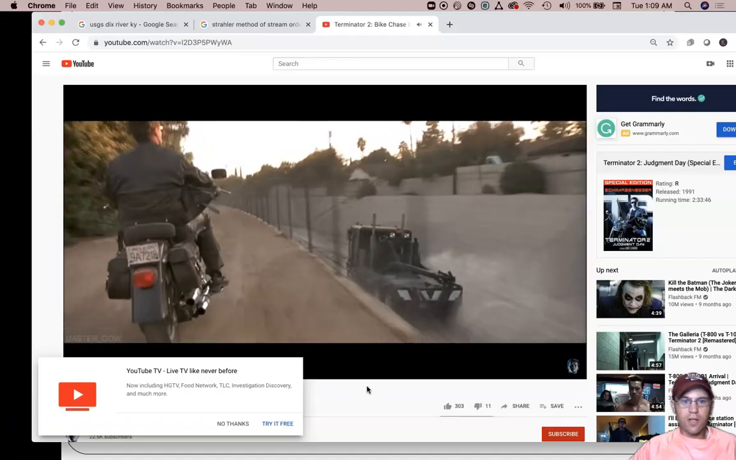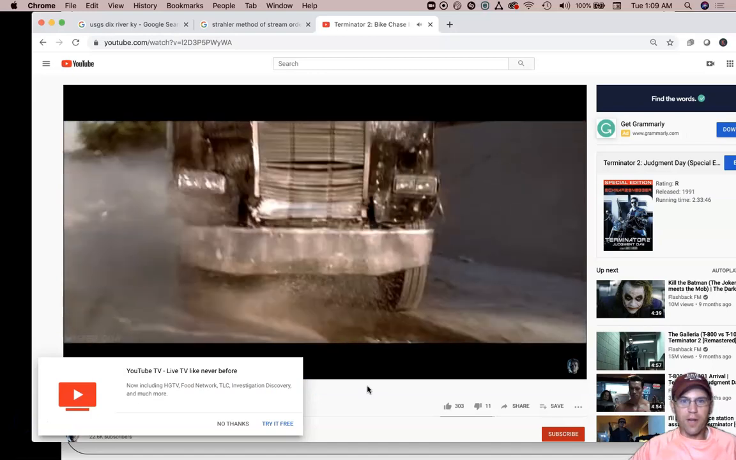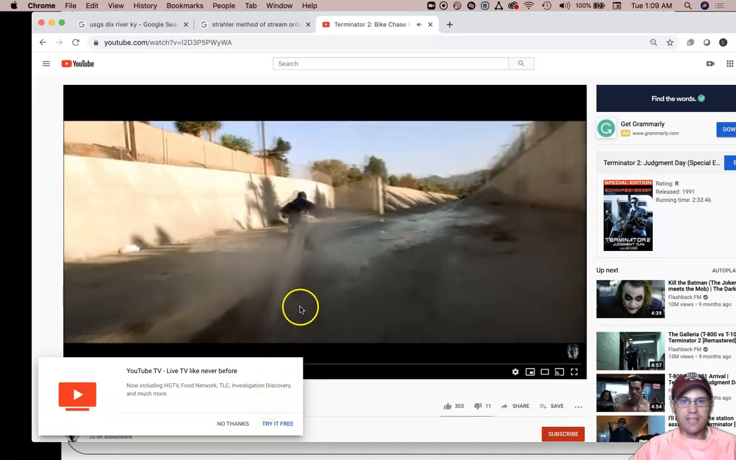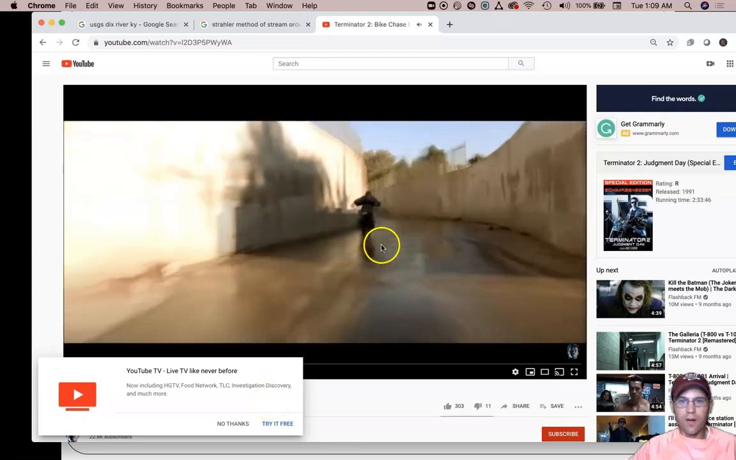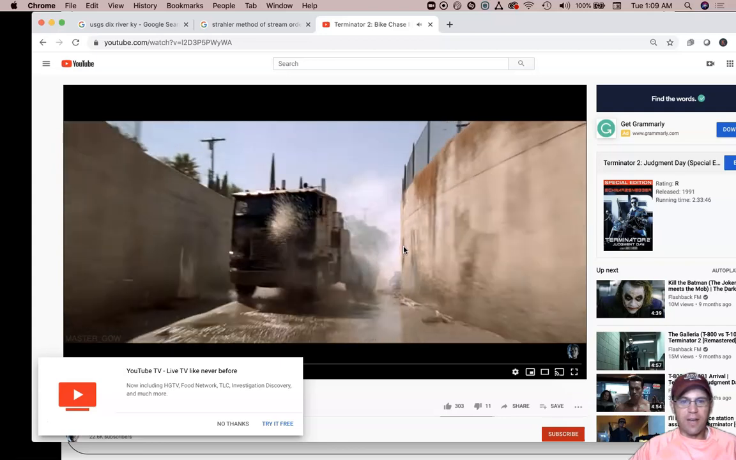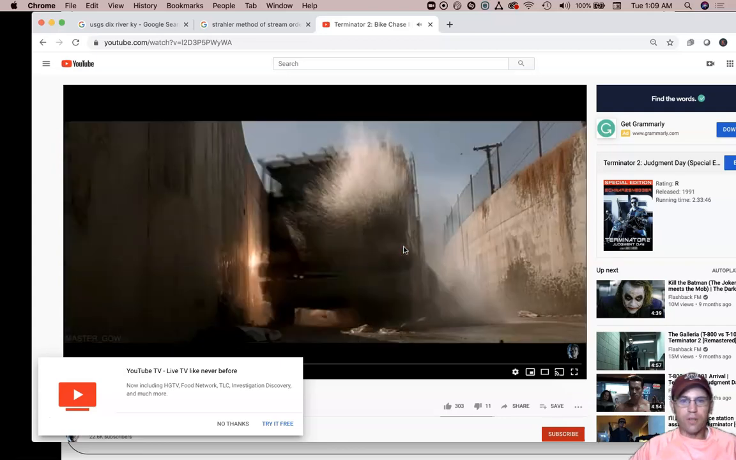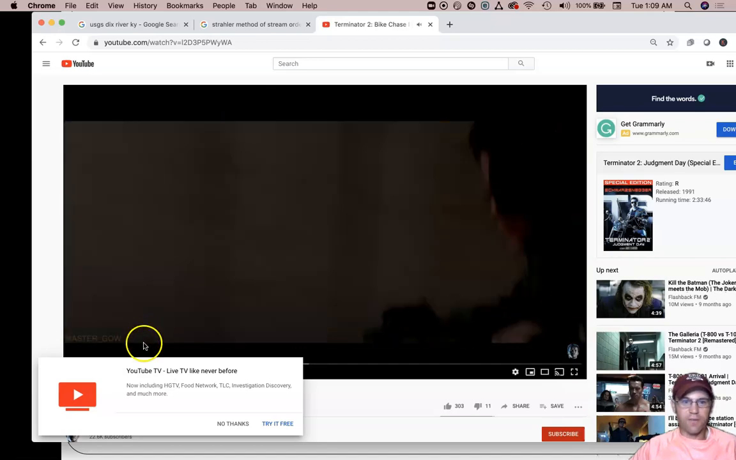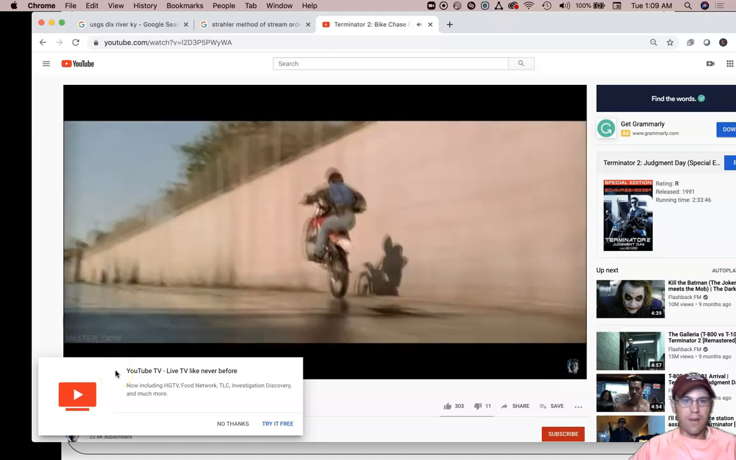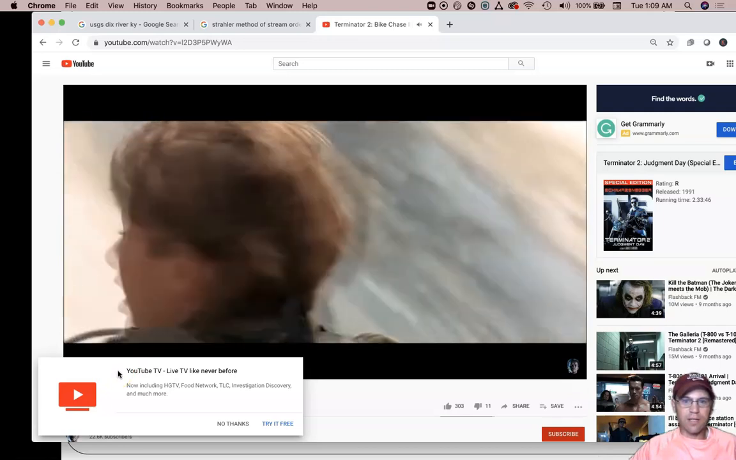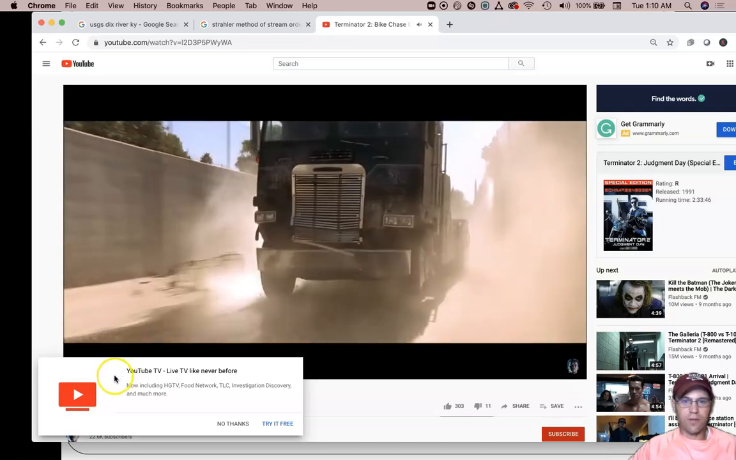So we're just going to do a little clip from the Terminator 2 movie, and this is a scene in which Terminator 2 is chasing this guy on a motorbike through parts of the Los Angeles River, which is an impervious surface. So you know, that's an actual river that is completely encased with concrete.